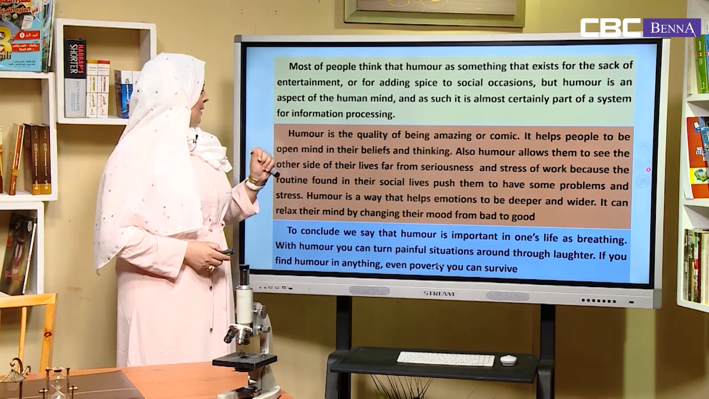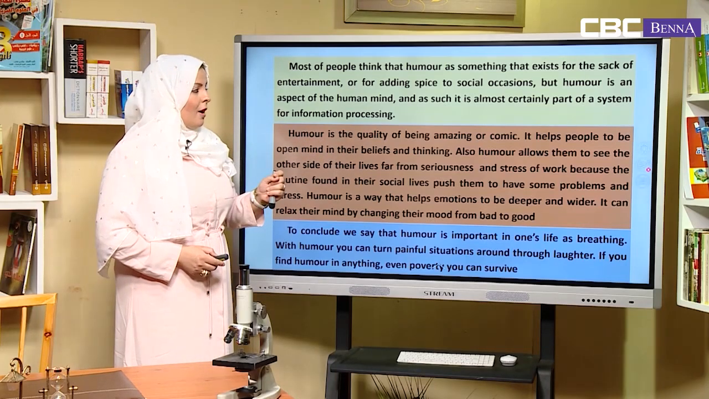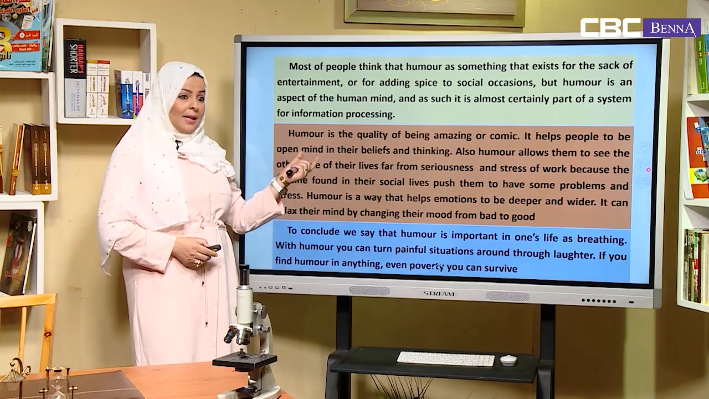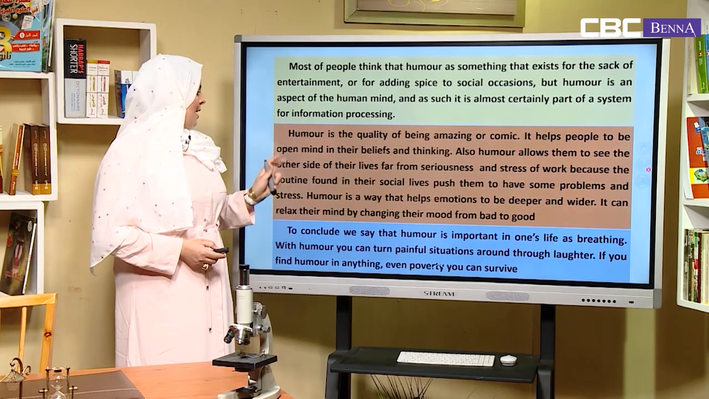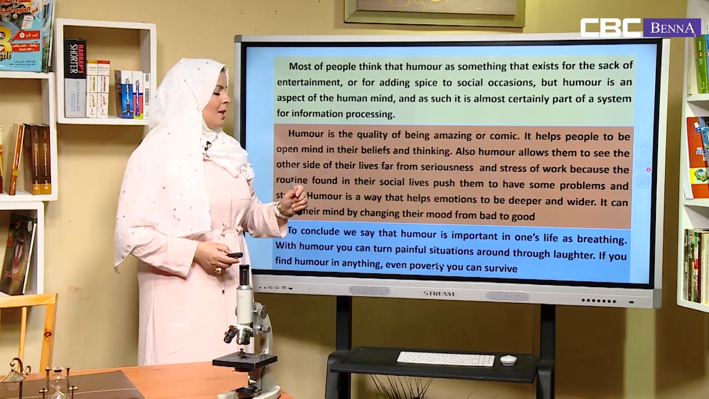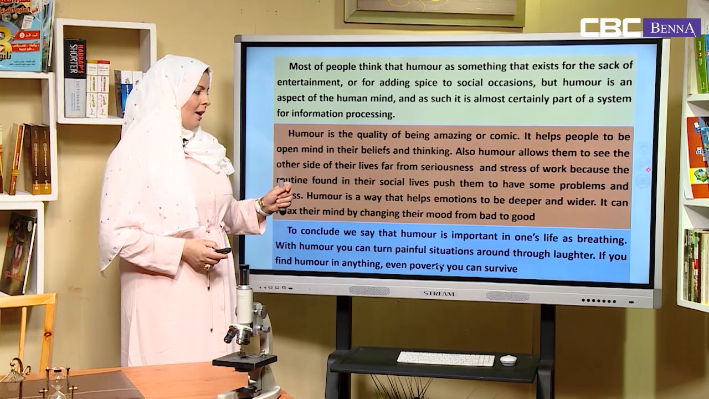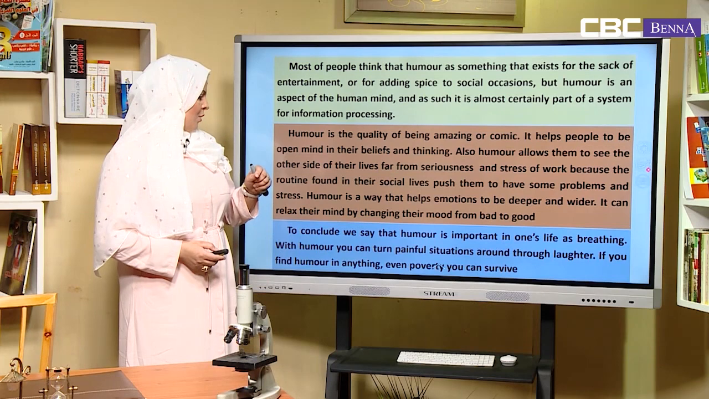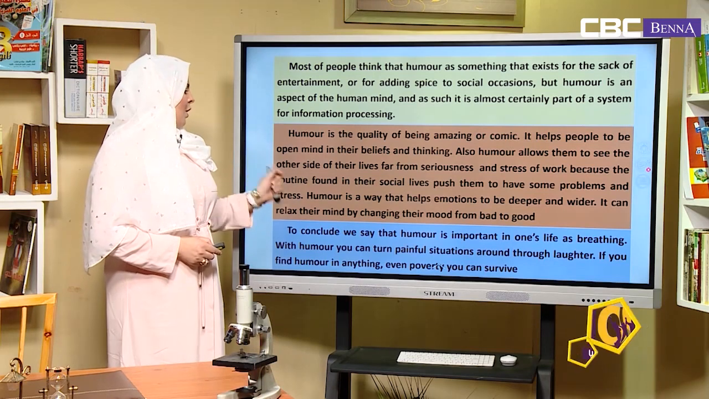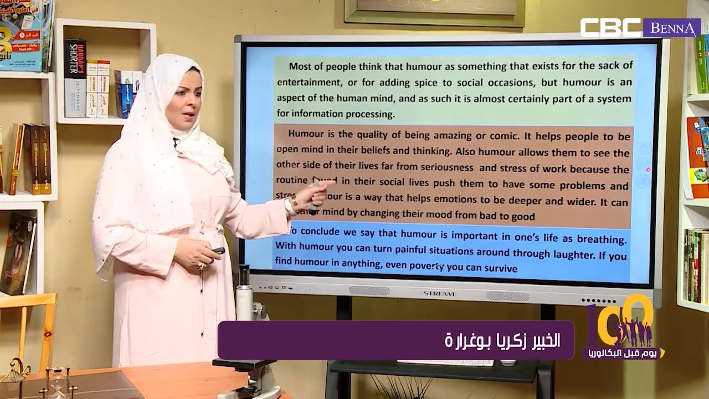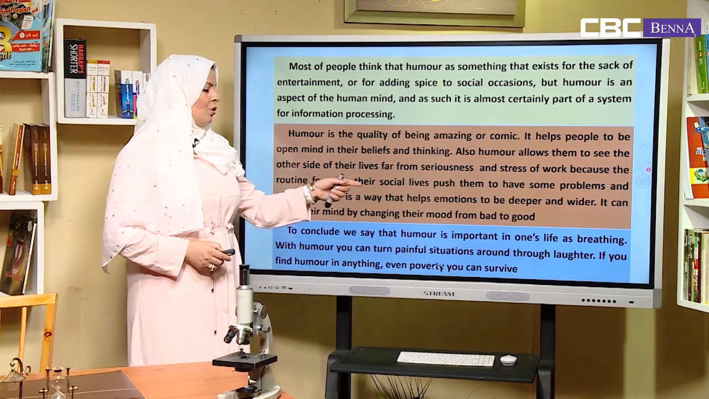for information processing. Humor is the quality, this is the body: humor is the quality of being amazing or comic. It helps people to be open-minded in their beliefs and thinking. Also, humor allows them to see the other side of their lives, far from the seriousness and stress of work, because the routine found in their social lives pushes them to have some problems and stress. Humor is a way that helps emotions to be deeper and wider. It can relax their mind by changing their mood from bad to good.